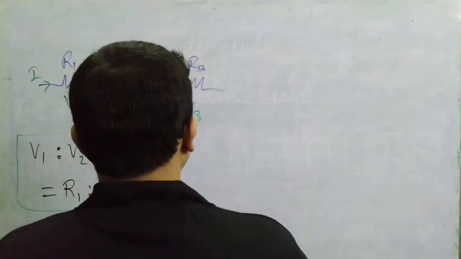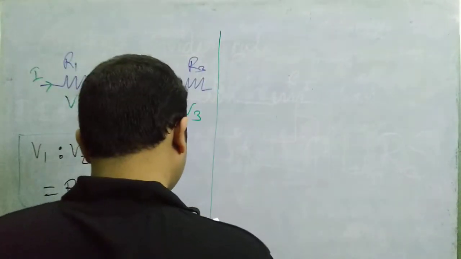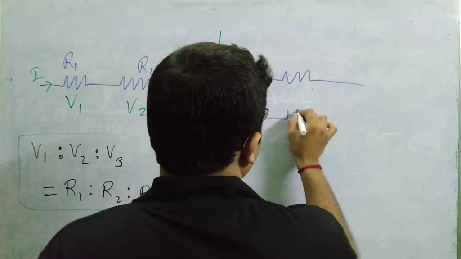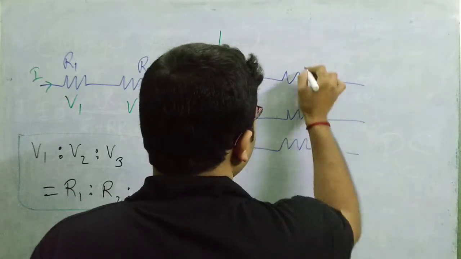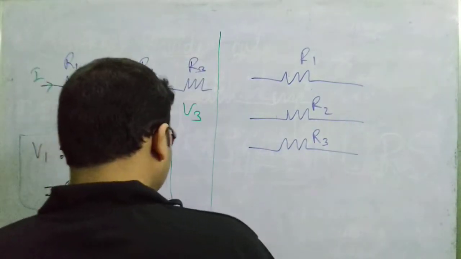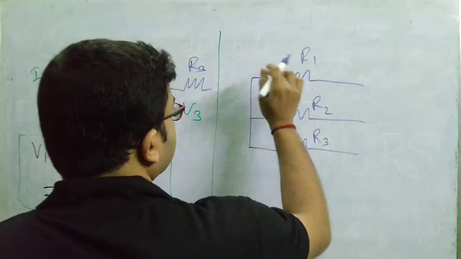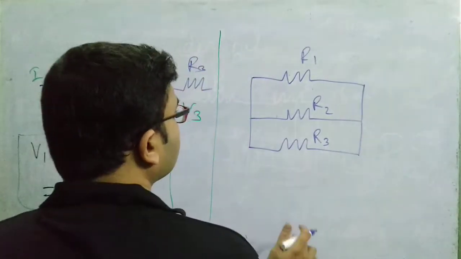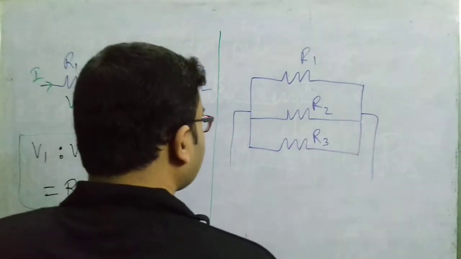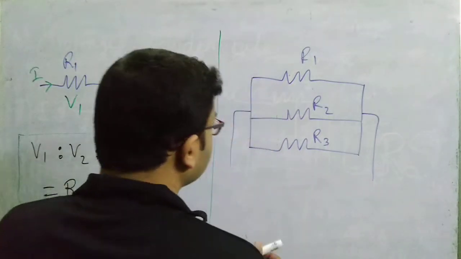Whereas on the other hand, consider the resistances connected in parallel. Consider three resistances, R1, R2, and R3, connected in parallel. Now you should be able to say one thing. Is it possible that all these three resistors will have the same current through them? No, never. The current here will be divided because there are three paths. The voltage across all these three resistors will be the same, isn't it?